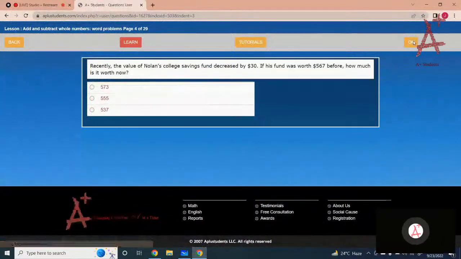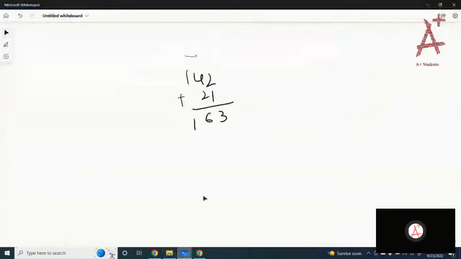The next one is, recently the value of Nolan's college savings fund decreased by $30. If the fund was worth 567 before, how much is it worth now? So before the decrease, it was 567. You need to find after the decrease what is the value. So just subtract 30 out of 567. Got it?